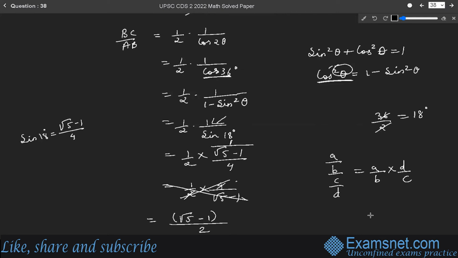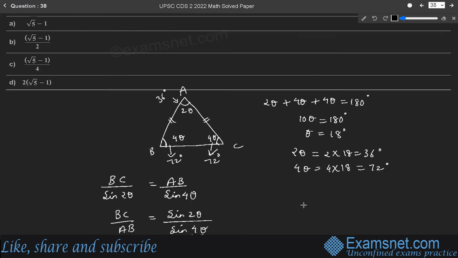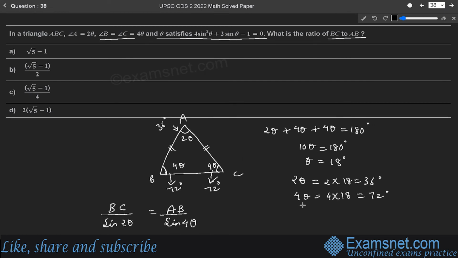So this is the required value or ratio for BC to AB. See, in this type of question, we require so many steps. It is a very lengthy question, but if you know all the basic concepts, then you can easily get the correct answer. So the correct answer here is root 5 minus 1 upon 2. Therefore, the correct option is option number B here. I hope this question is clear to you.